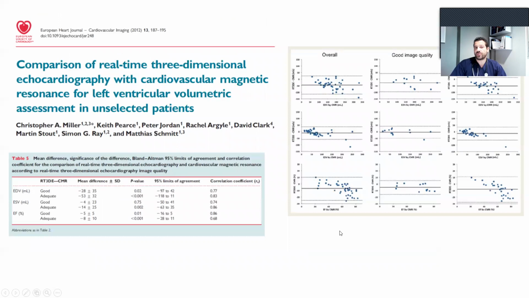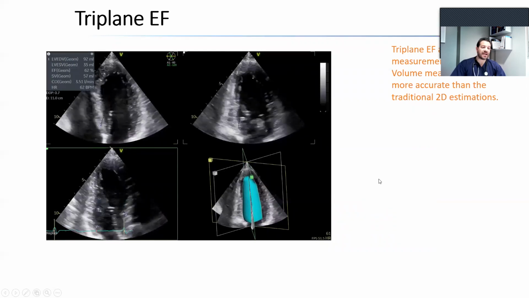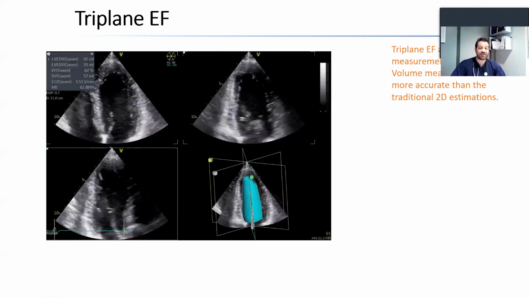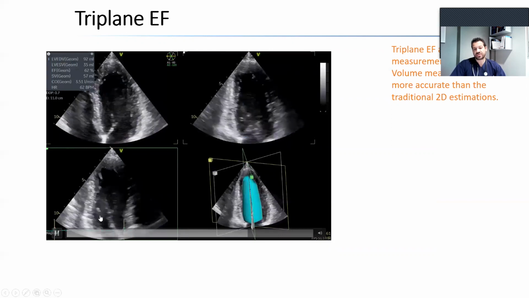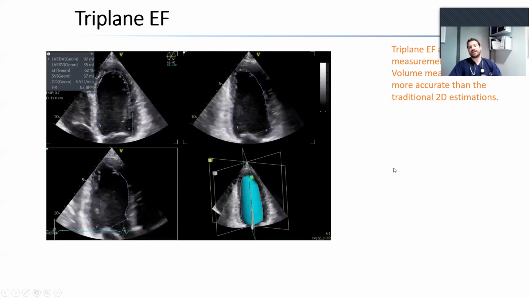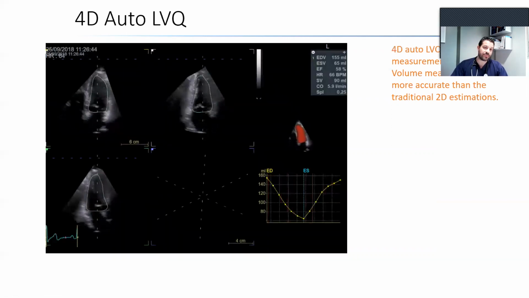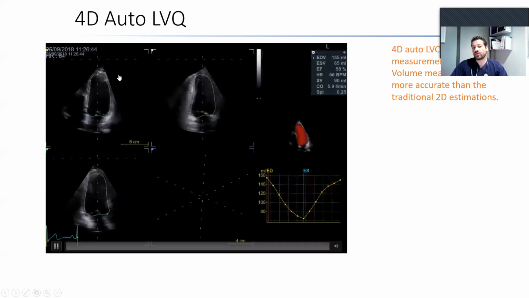And you have to know that 3D echocardiography correlates better with CMR than 2D echocardiography, and this is established knowledge. We can prefer triplane ejection fraction rather than the biplane Simpson's method, because with triplane we can also include the posterior wall and the anterior septum, and we can be more accurate in the ejection fraction. But of course, we have the foreshortening of the apex issue that we can overcome with Auto LVQ.